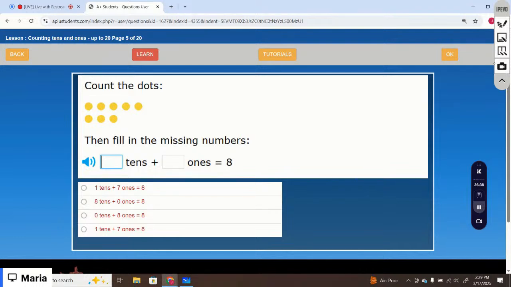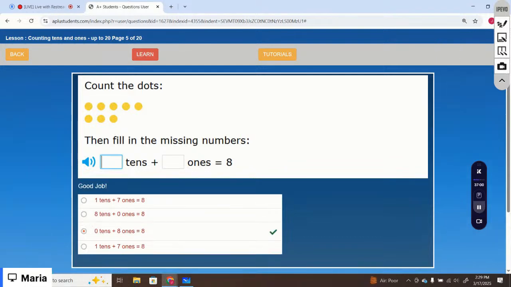Count the dots. One, two, three, four, five, six, seven, eight. There are eight dots. That means we have zero tens and eight ones. That is zero tens and eight ones.